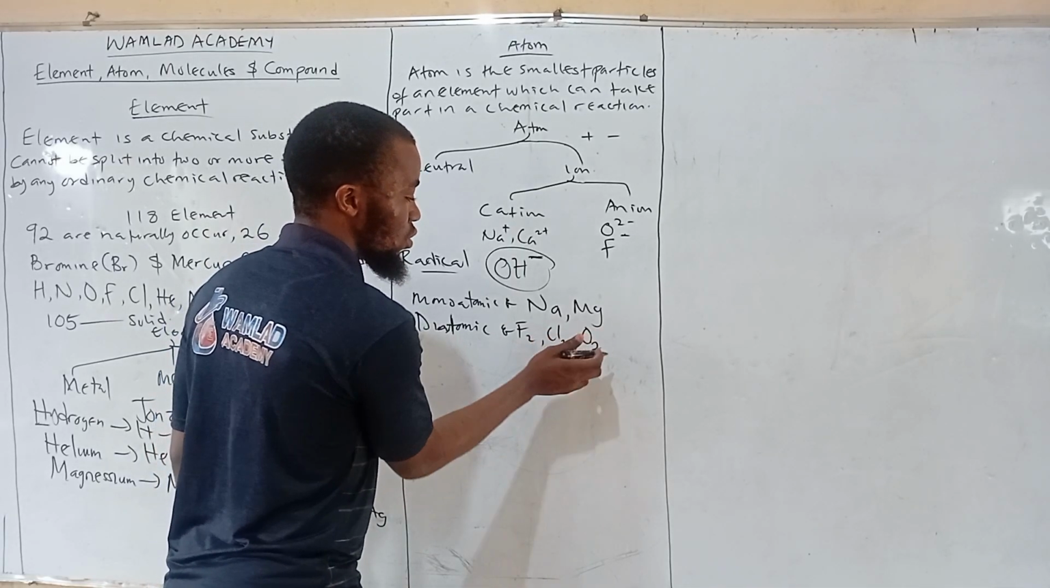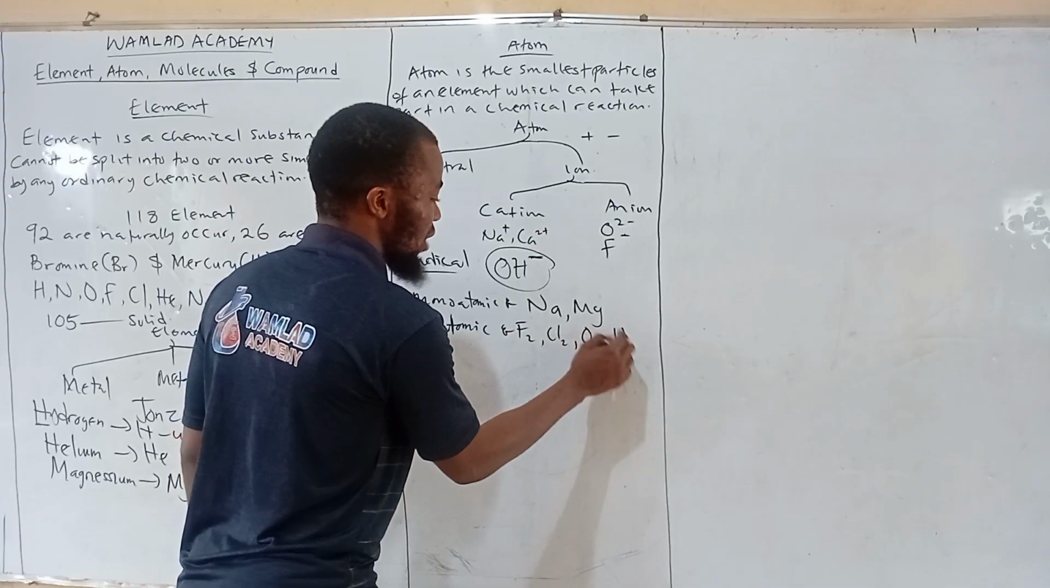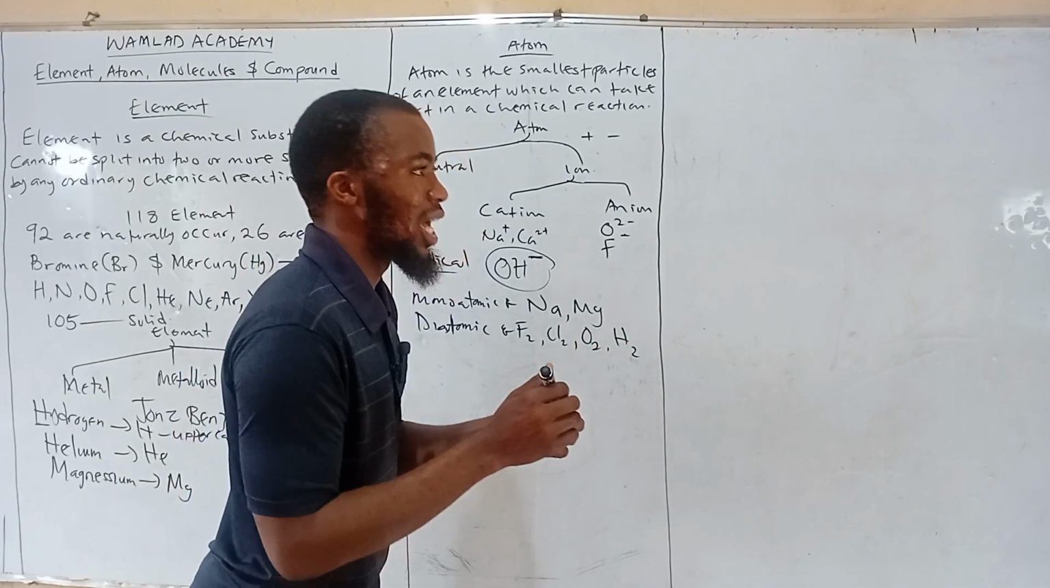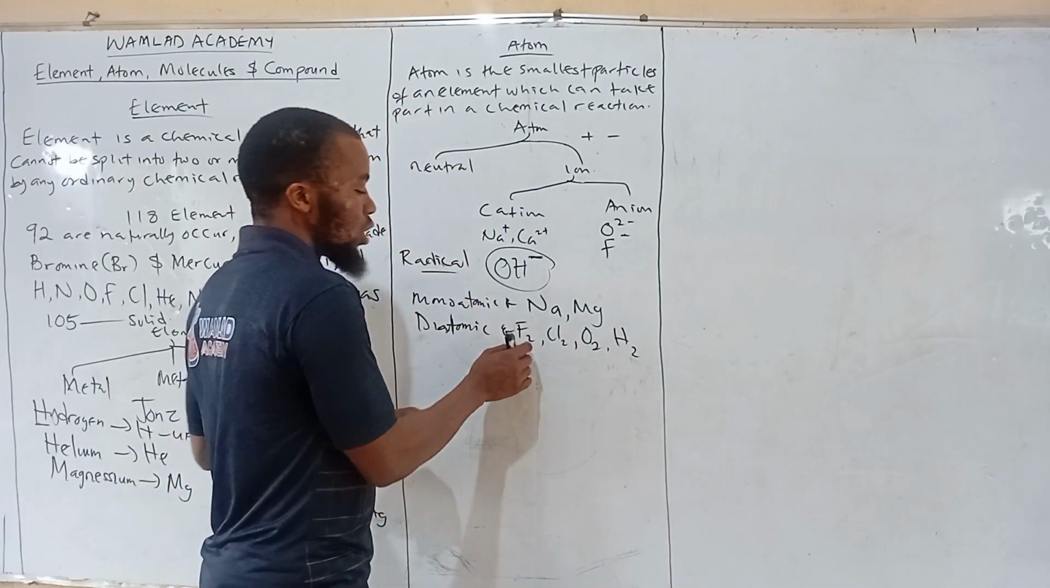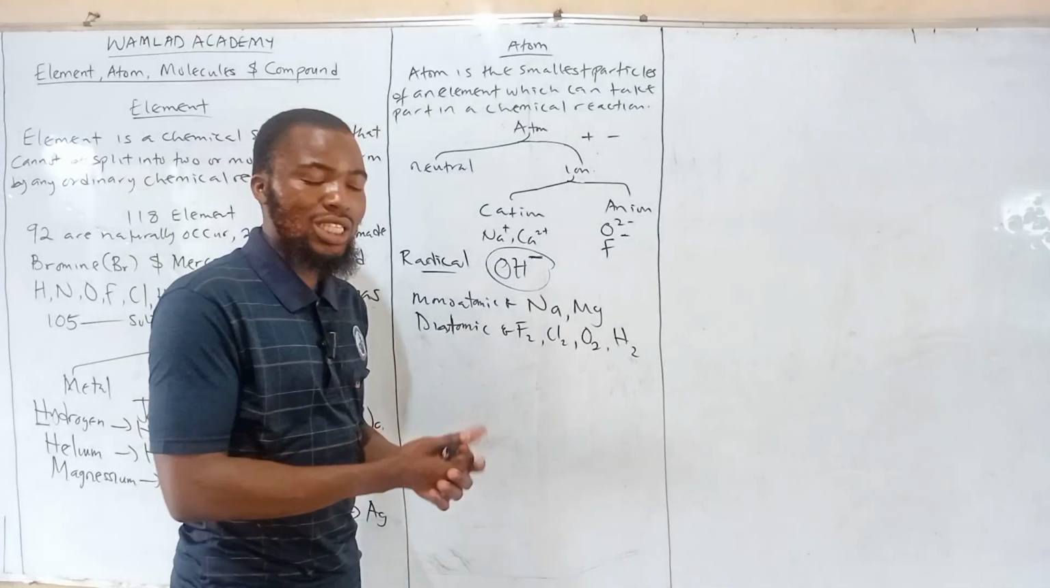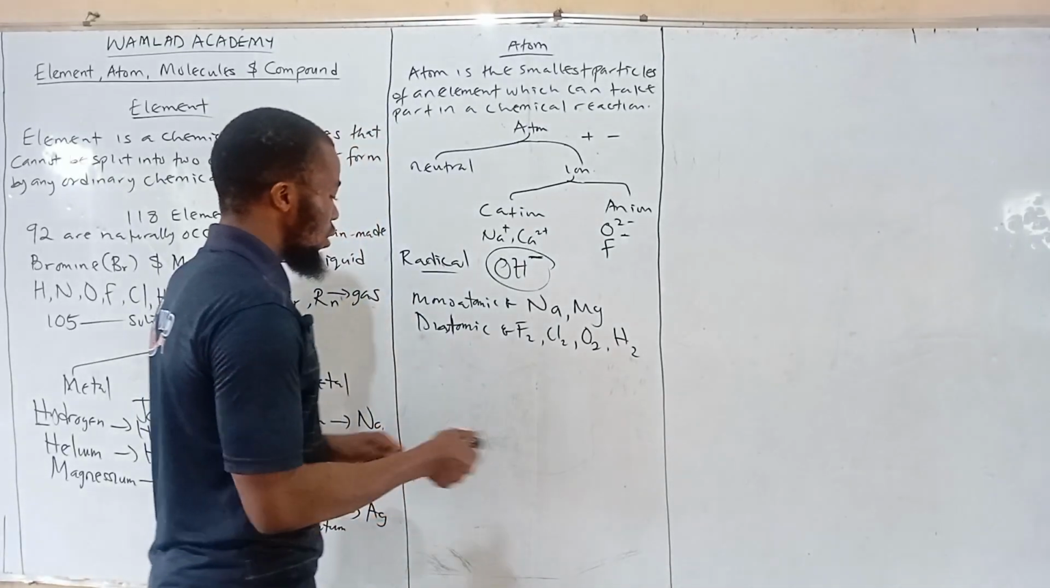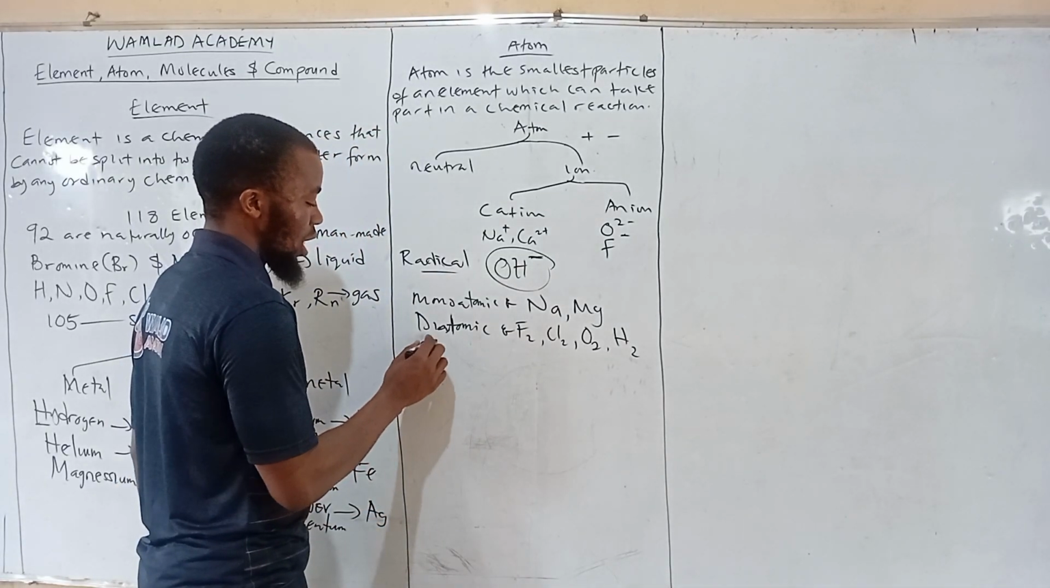This one is the oxygen element, oxygen gas, and you have hydrogen gas. Anytime they want to write these, they put two there because they are diatomic. And then we see what they call polyatomic.